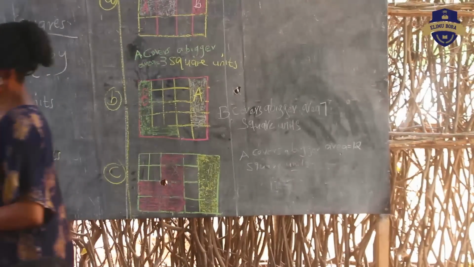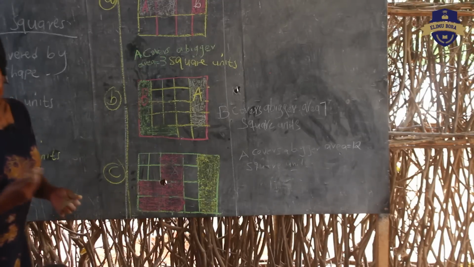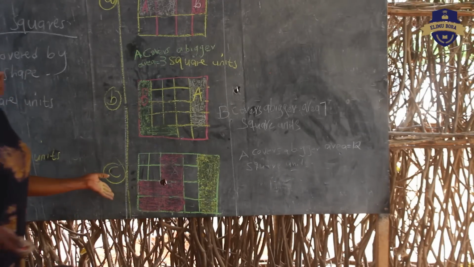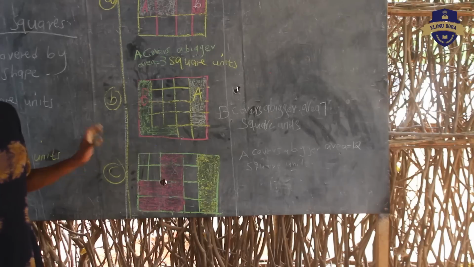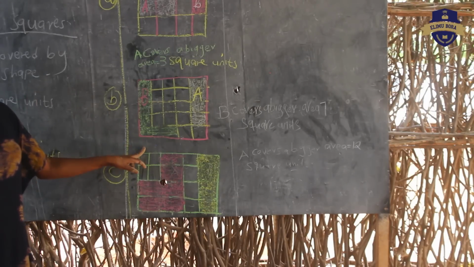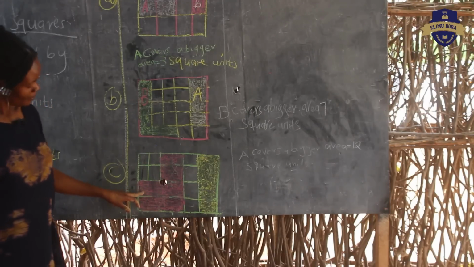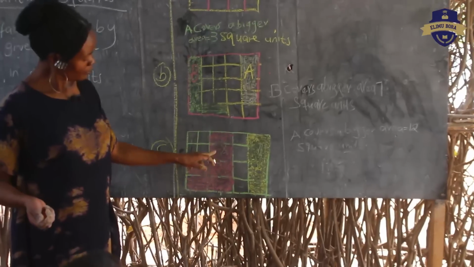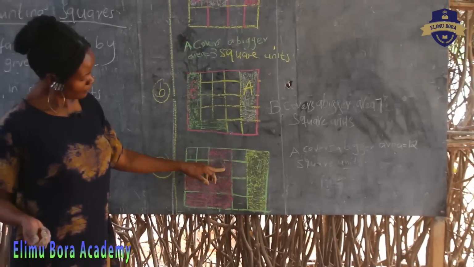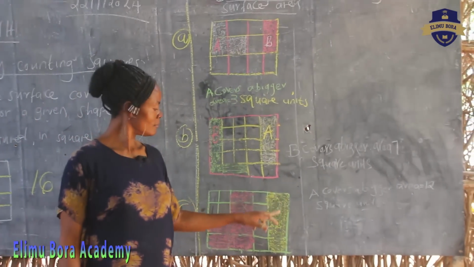So we are looking at C. Let us go through and see whether what she has done is right or wrong. So we are looking at the one that is holding or covering a big surface area. So let us count the ones in A and see their numbers. Let us start. 1, 2, 3, 4, 5, 6, 7, 8, 9, 10, 11, 12. Good.